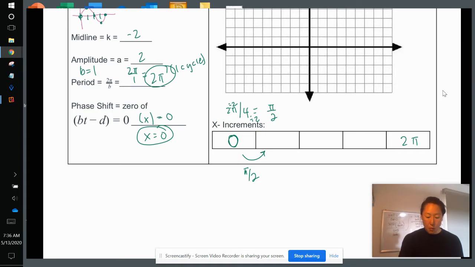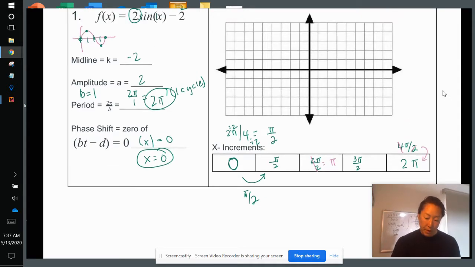Okay, so I get 1 pi over 2, 2 pi over 2, 3 pi over 2, and 4 pi over 2. I just count up 1, 2, 3, 4, and let the denominator stay the same. And then afterwards, I'm going to reduce. So I see that I can reduce 2 pi over 2 to just pi, and 4 pi over 2 to 2 pi. All right, so now I'm going to use those to label my graph.